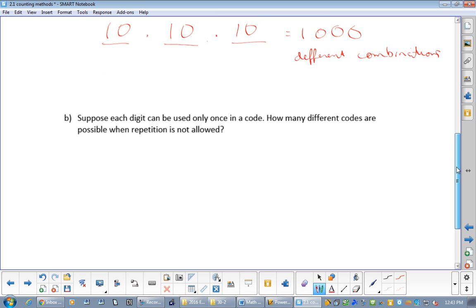Okay, so enough of those will come. Now, suppose each digit can be only used once. So already starting to get more specific. So you have your three digits. I'm allowed 0 through 9 for the first one, right? But one of them has been used now. So how many do I have for the next one? 9, and the last one, 8. So that would be 720.